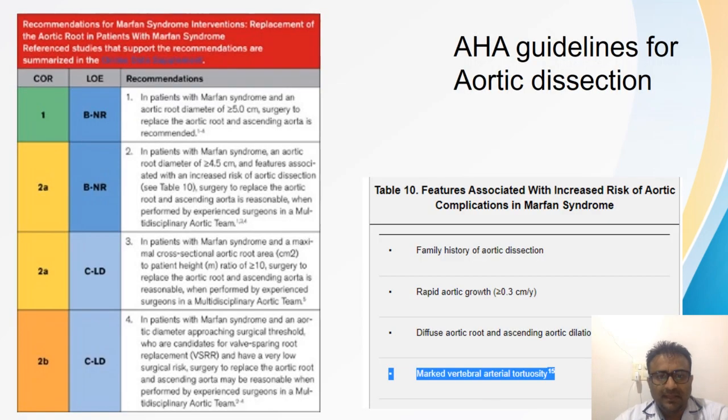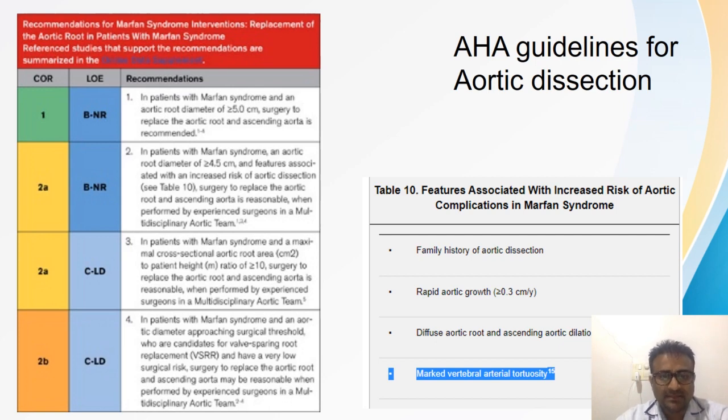These are the guidelines for aortic dissection. It is stated that in patients with Marfan syndrome and aortic root diameter more than 5 centimeters, surgery to replace the aortic root and ascending aorta is recommended. It's a class 1 indication. There is a class 2 indication which states that in patients with Marfan syndrome, aortic root diameter more than 4.5 and features associated with increased risk of aortic dissection, surgery can be offered.